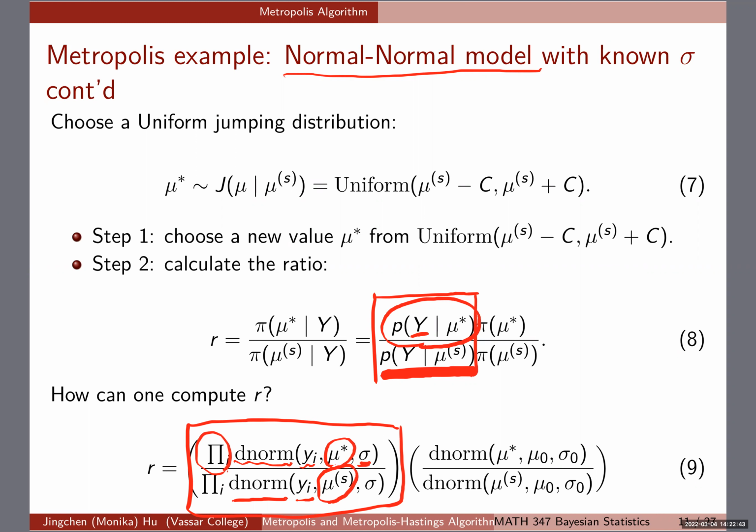Okay. The second part, as we know, is the prior part. And if you remember, the prior we give is the normal itself. Okay, we're still talking about the normal. The uniform is the jumping distribution. However, the prior themselves is still the normal itself. So you can use dnorm and then evaluate both mu star in the numerator and then mu s in the denominator at the prior parameters that you have over here. Okay, so this is in practice.